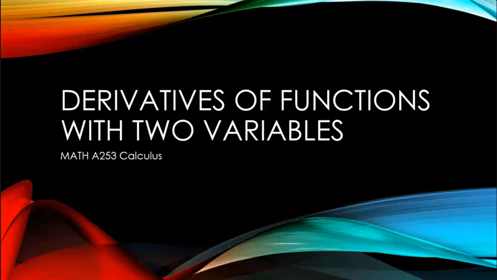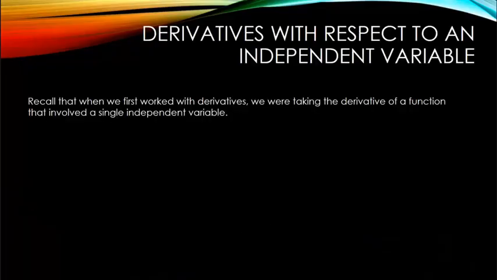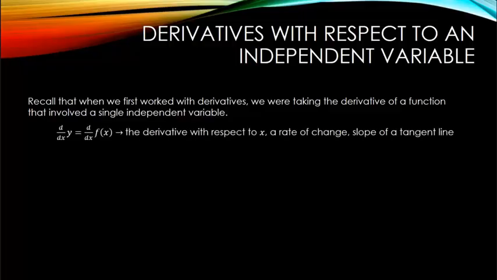Now let's talk about finding derivatives of functions that have two variables. Remember that when we were working with functions of a single variable like y is equal to f of x, when I took d by dx, or the derivative with respect to x of y, that was equal to the derivative with respect to x of f of x, so that the derivative with respect to x is a rate of change associated with the slope of a tangent line at a given point on the curve.